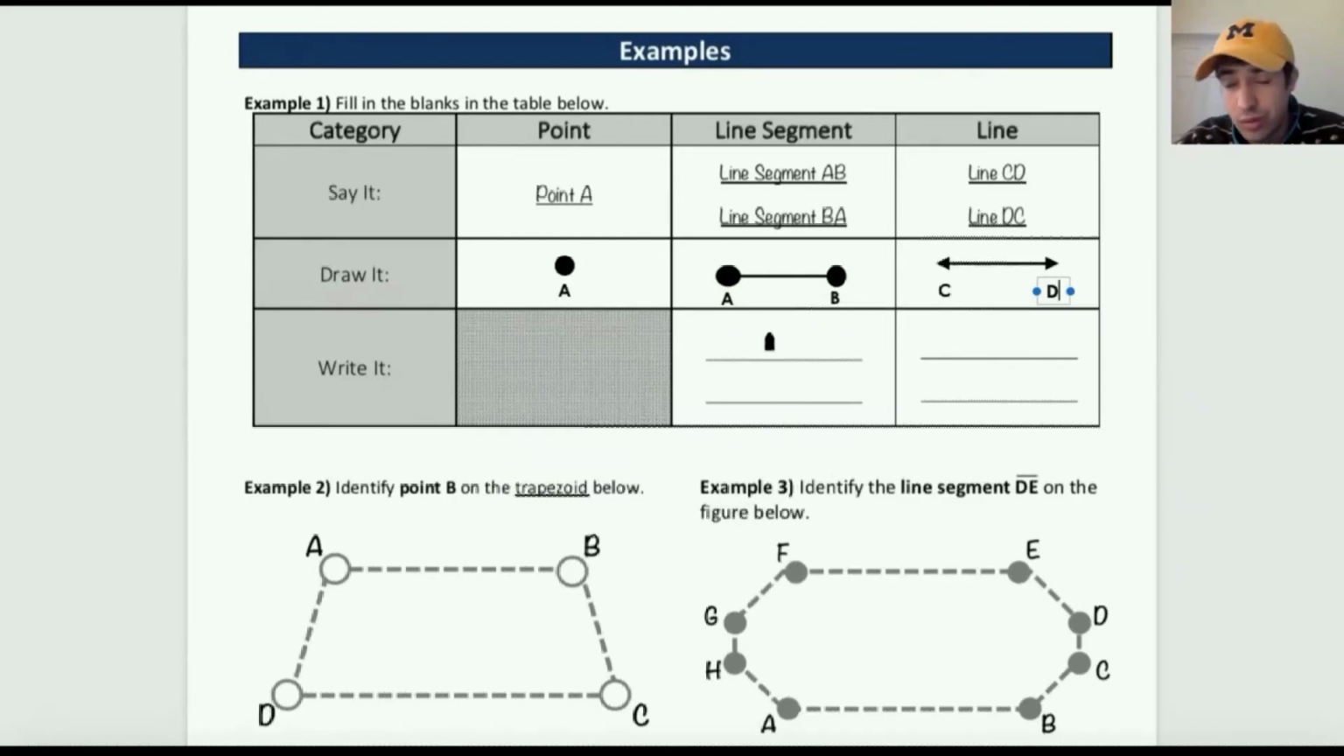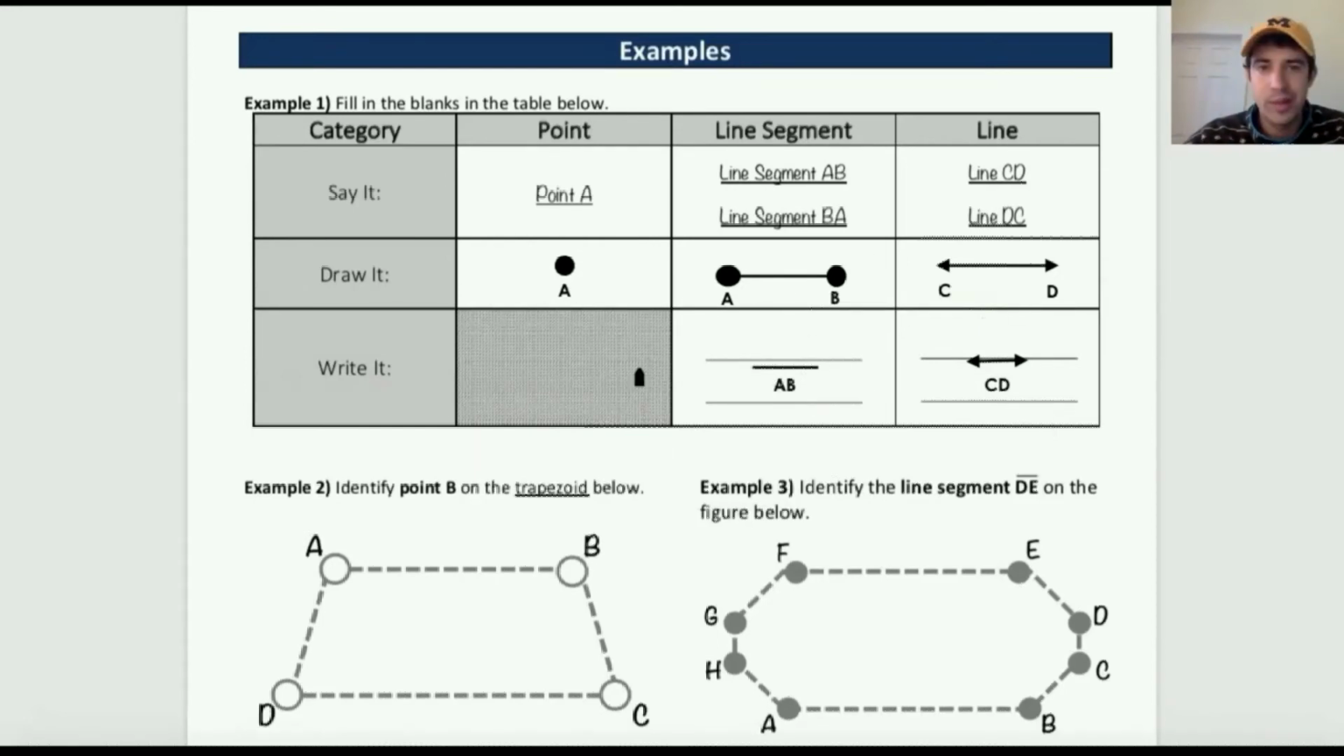When you're writing these out, sort of like in word form, first you would have your line segment AB. You wouldn't have the arrows because the line segment stops. But for a line CD, you make sure you have those arrows showing that the line goes on forever, and then you have CD underneath. The arrows, again, show that a line goes on forever, like this. Voila.